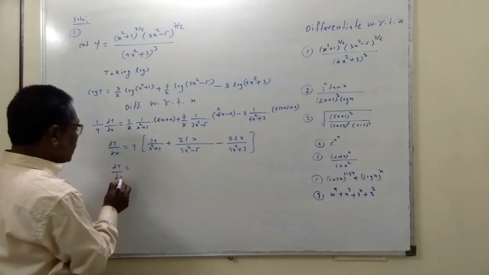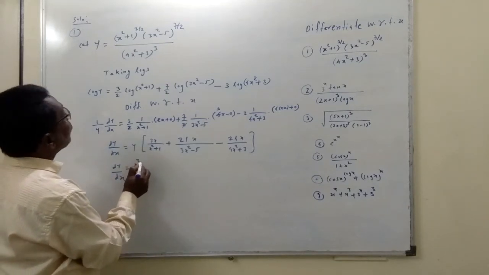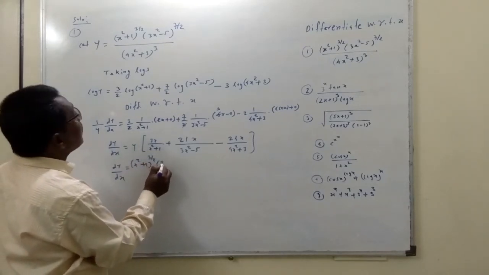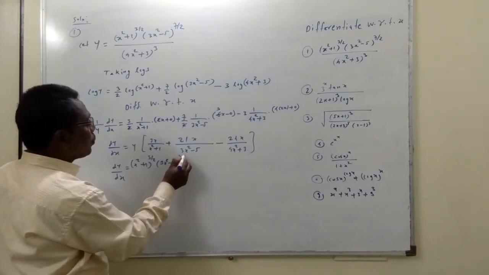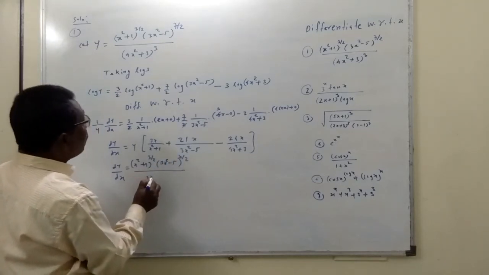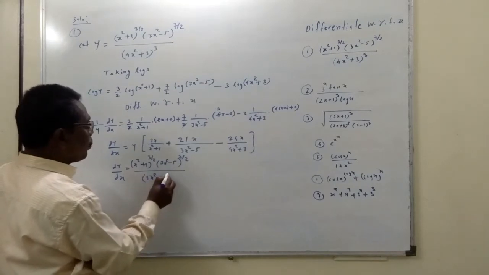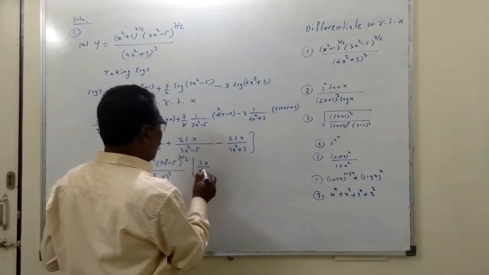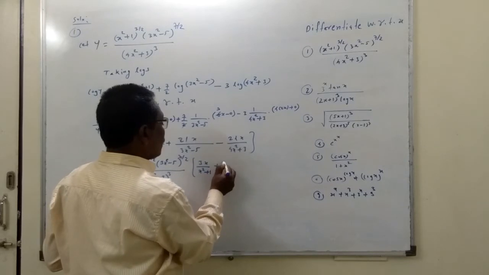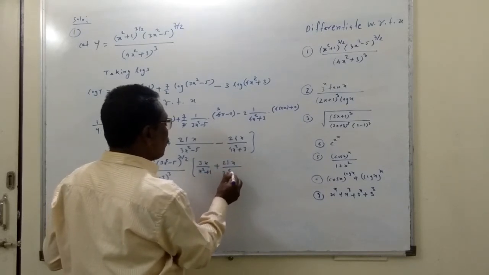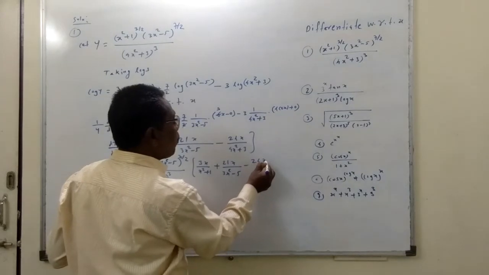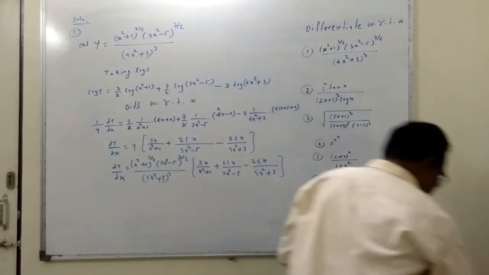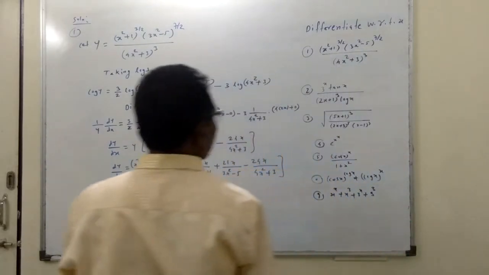So dy by dx equals x square plus 1 raised to 3 by 2, 3x square minus 5 raised to 7 upon 2, divided by 4x square plus 3 raised to 3, into bracket 3x upon x square plus 1 plus 21x divided by 3x square minus 5 minus 24x divided by 4x square plus 3. So this is the derivative of this function.